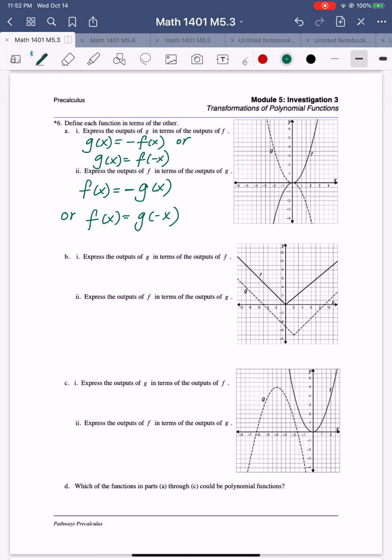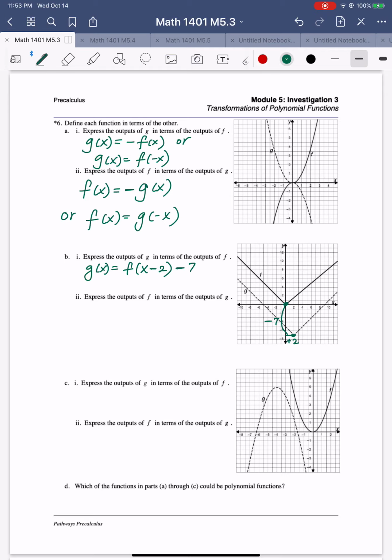So it's the same. Now part B: express the output of g in terms of the output of f. It looks like a translation, which is a shift. This graph moves from this vertex of f to this one. It moves down 7 and then right 2. So the g function is moved from f right 2 and down 7.